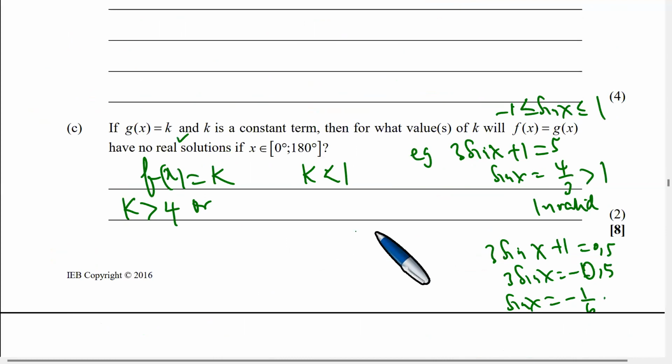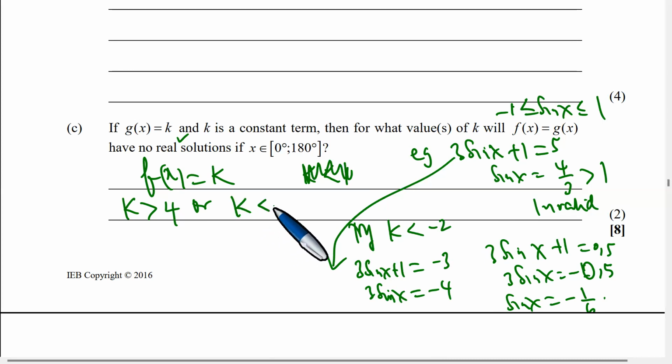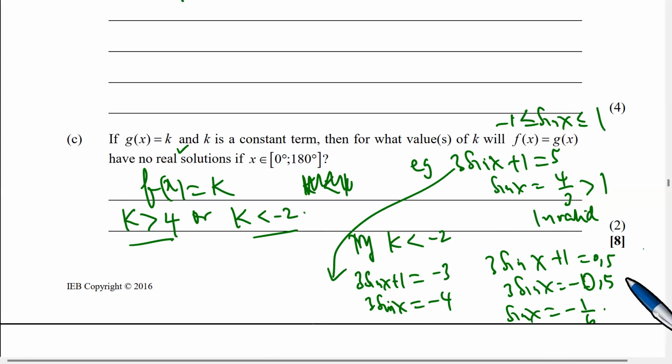For k, you try k less than minus 2. If you take this function here, it's going to be 3 sine x plus 1. Maybe you try minus 3 for argument's sake. So what do we have? You have 3 sine x, which is minus 4. So the correct one would be when k is less than minus 2. When k is bigger than 4 or k is less than minus 2, these will be the correct answers to this question for the 2 marks.